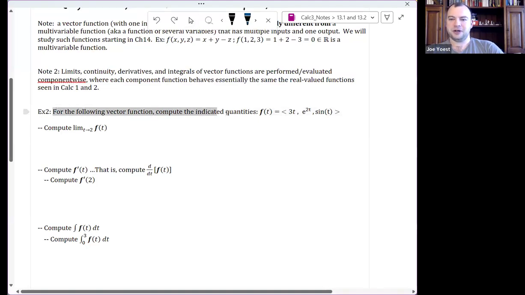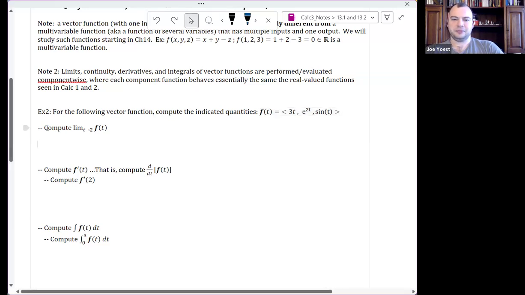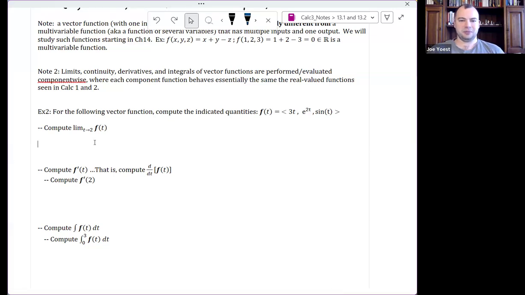So example 2: for the following vector function f, compute the indicated quantities. Here our vector function is the same as above. F of t equals 3t for the first component, e to the 2t for the second component, and sine of t for the third component. So let's compute a limit. Remember, there is one input and multiple outputs. So when we're talking about a limit, we're just saying, what does that one input go to? So limit as t goes to 2, f of t equals what?